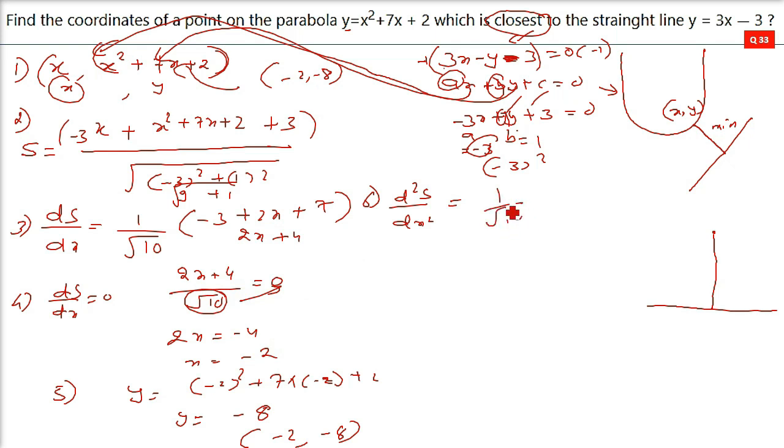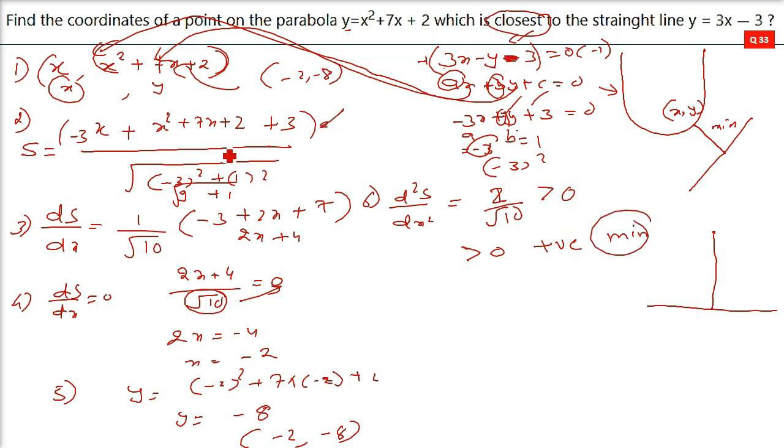See, under root 10 will remain like that. 2x plus 4 is there. This 4 is going to be 0 only. 2 by under root 10 will come. So 2 by root 10 is greater than 0. That signifies and indicates that when it is positive, we are talking about minimum.